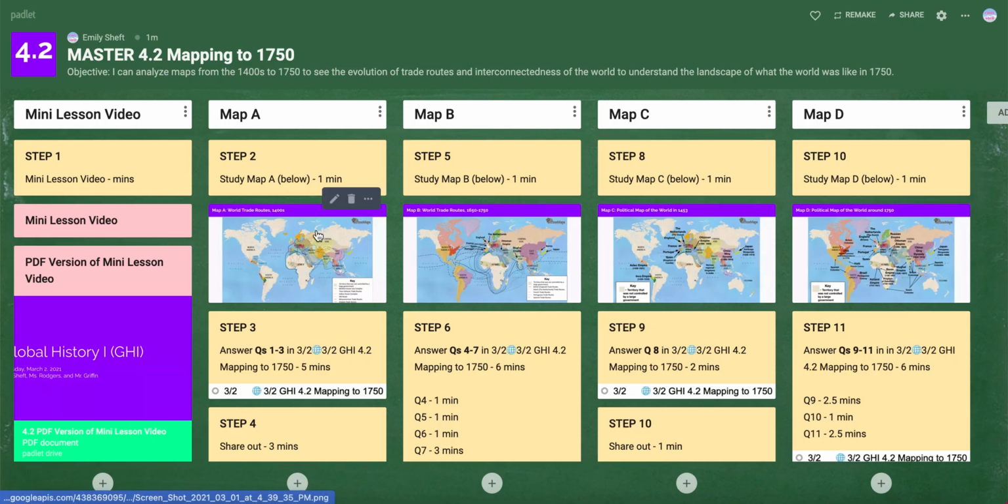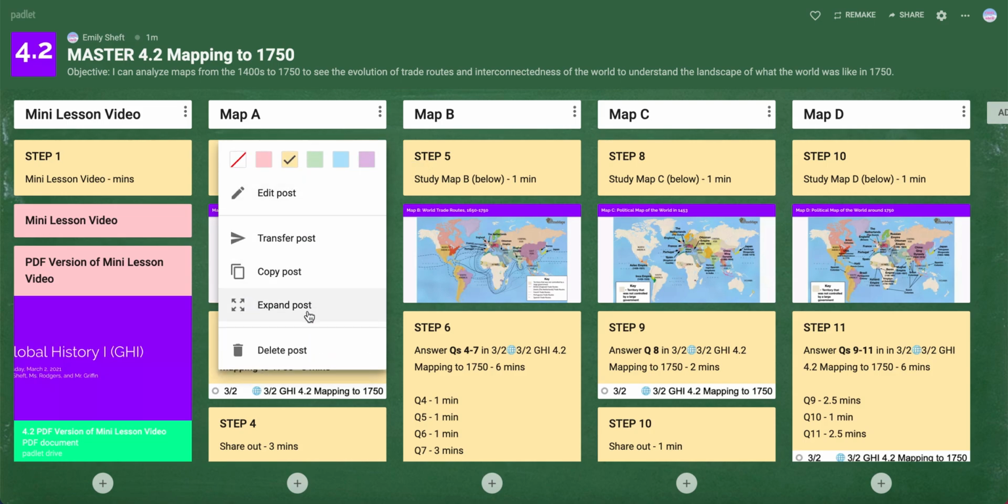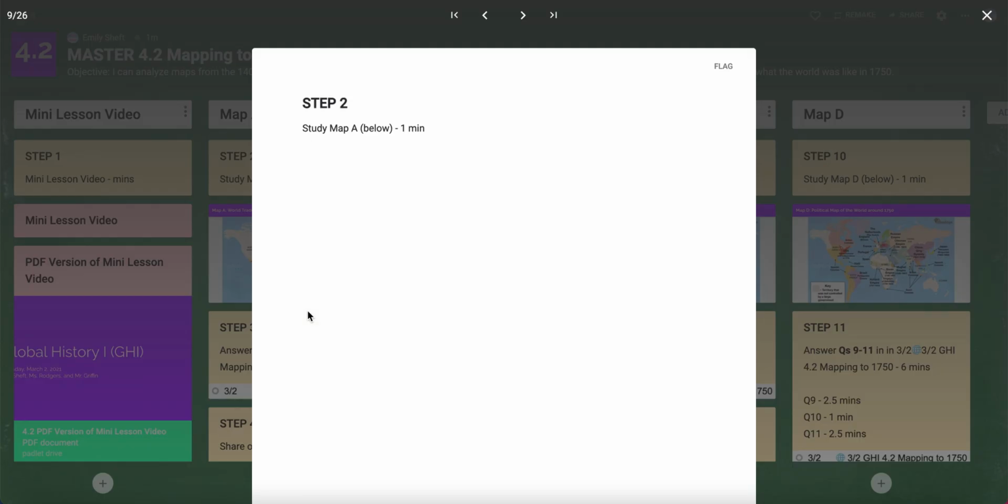So we are now going to get started. We are on the Padlet, which has been sent to you in a message, and we are on step 2. We're going to study map A for 1 minute.